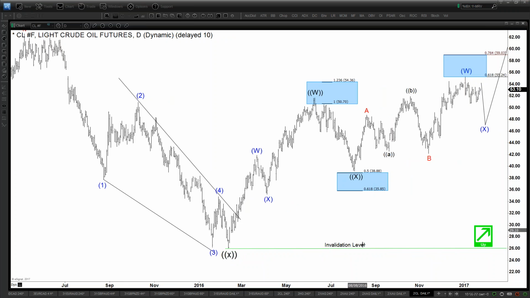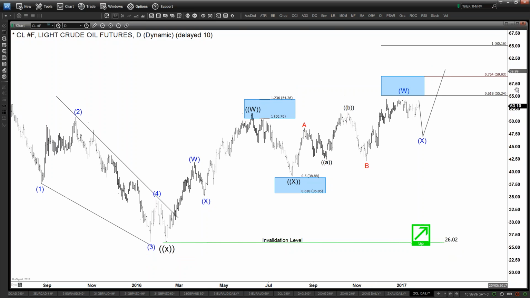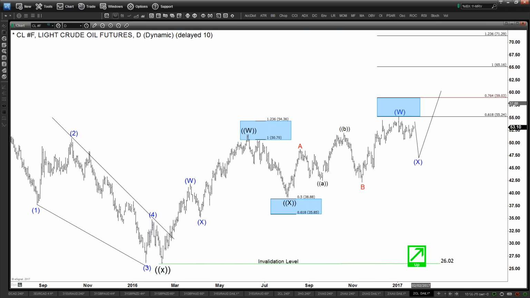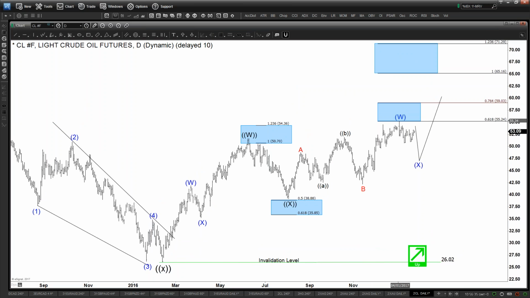So oil, as we know, there are 5 swings here, 1, 2, 3, 4, 5. So it should, after a pullback, go to the 65.16, 71.29 area. And this blue X is viewed as a buying opportunity. I mean, there are already 3 swings down from this peak, but it's a bit shallow.